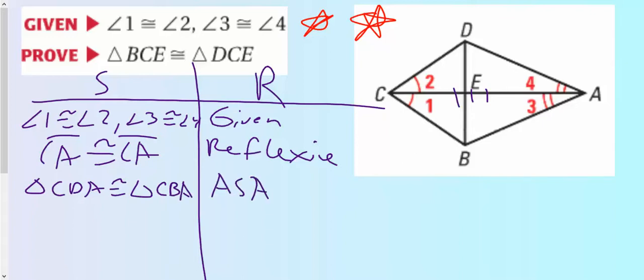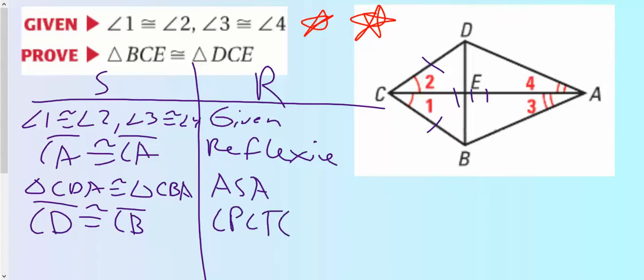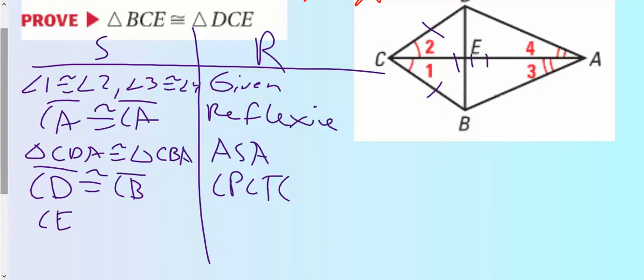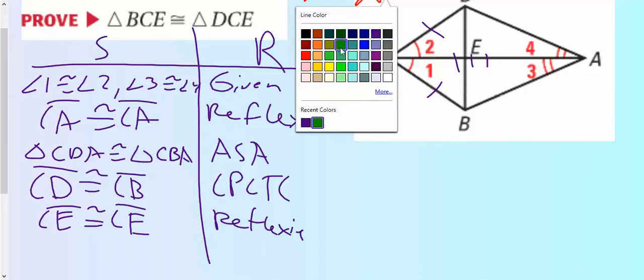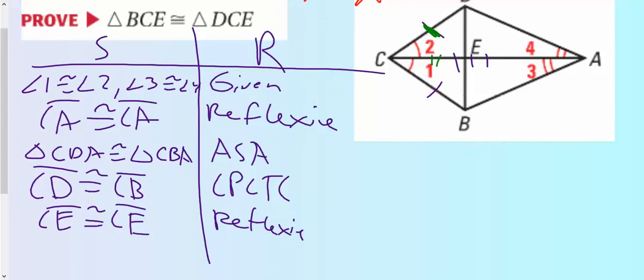Now, since the two triangles are congruent, now I know that CD has to be the same as CB. So I can mark that here and there. That is CPCTC. And then I already was talking about CE being reflexive before. Okay, so this is the reflexive side. I'm going to use a different color here. I'll use a green. So I should have done this from the get-go. The green marks for the small triangles.